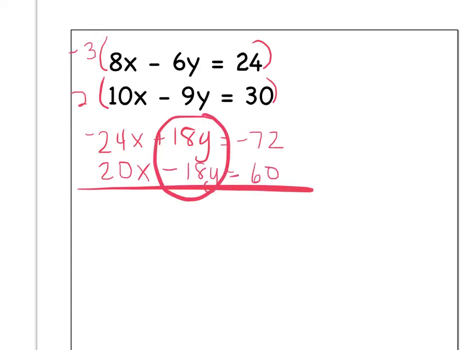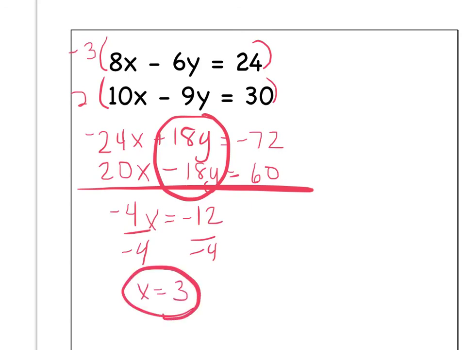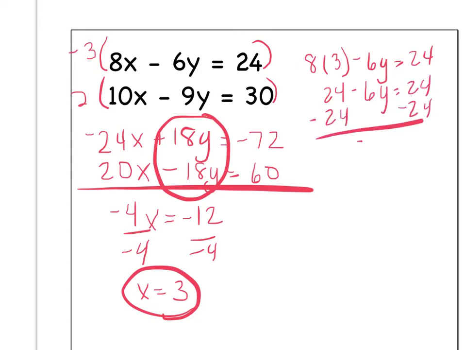So this term is eliminated. We've got negative 4x equaling negative 12, divide by negative 4, and x equals 3. I'm going to plug that x back in. 8 times 3 minus 6y equals 24. 24 minus 6y equals 24. Subtract our 24. Negative 6y equals 0, so y is going to equal 0.